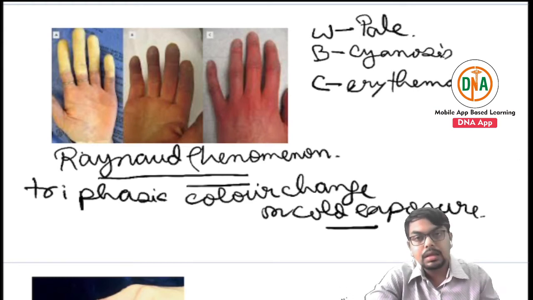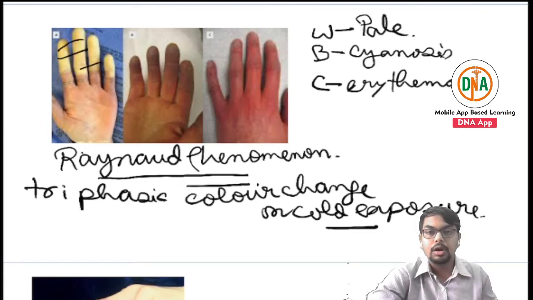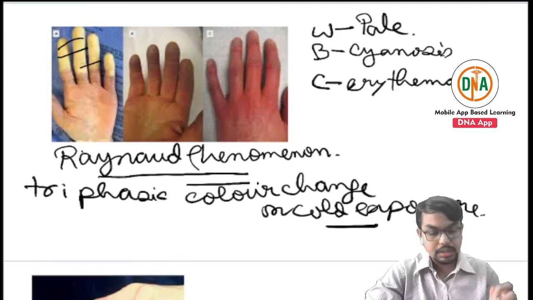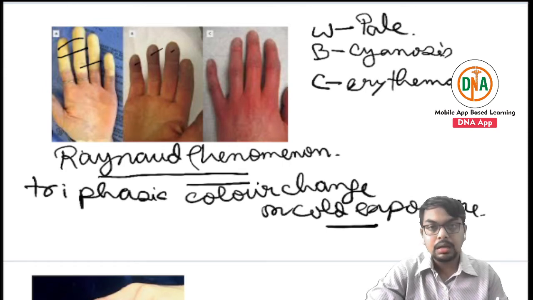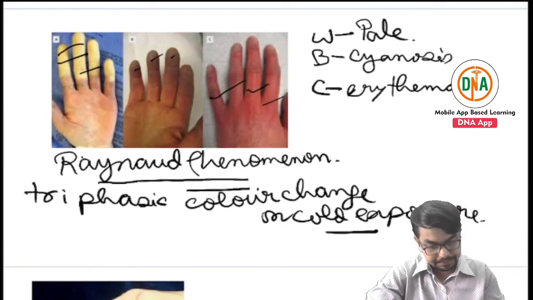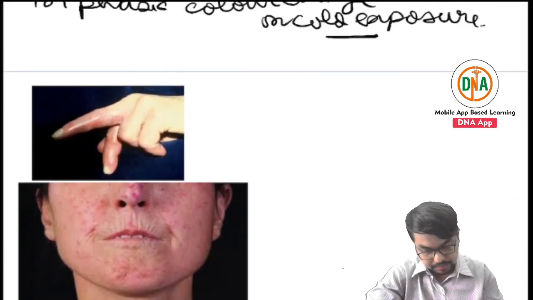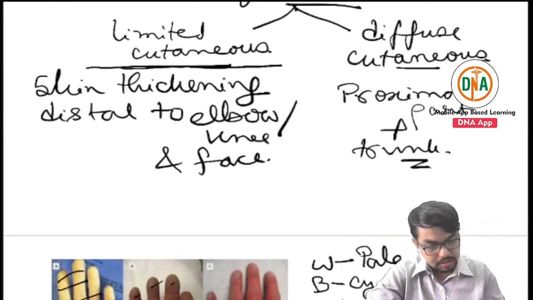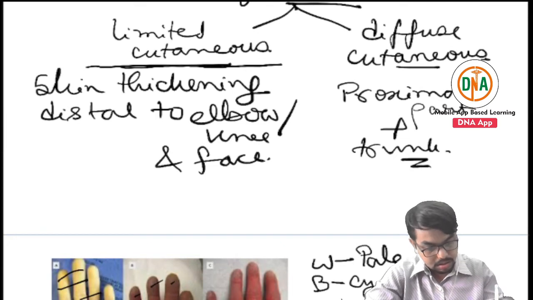See this picture, there is a pale finger. See the pale finger on exposure to cold. Then on rewarming there is bluish discoloration of the digit, and on further rewarming there is erythema of the fingers. So this is the triphasic response known as Raynaud phenomenon. Next, what are the features of limited cutaneous systemic sclerosis?